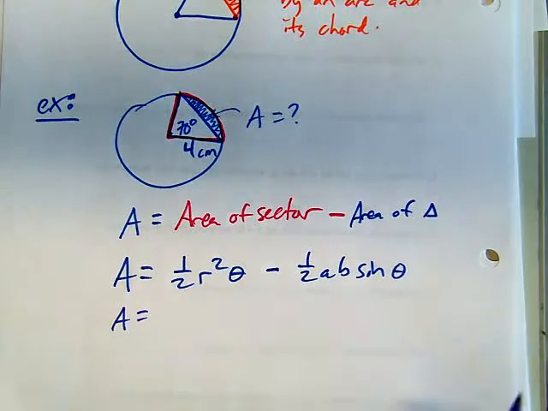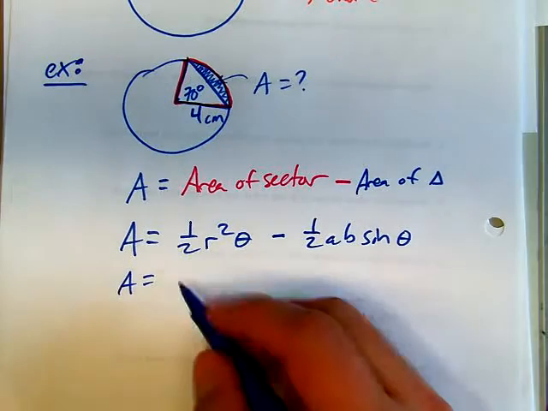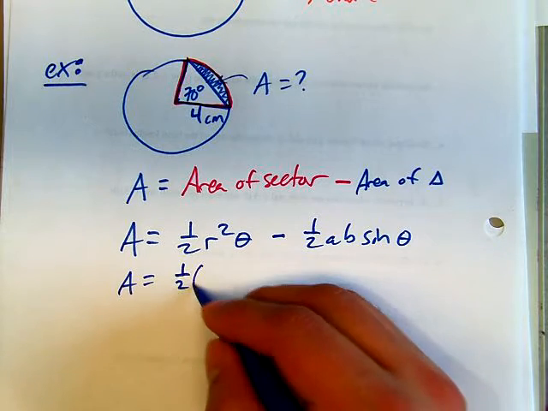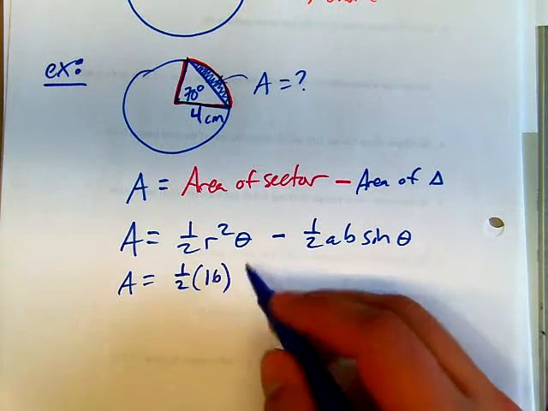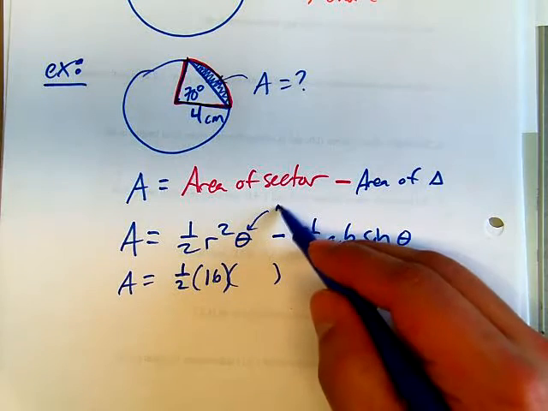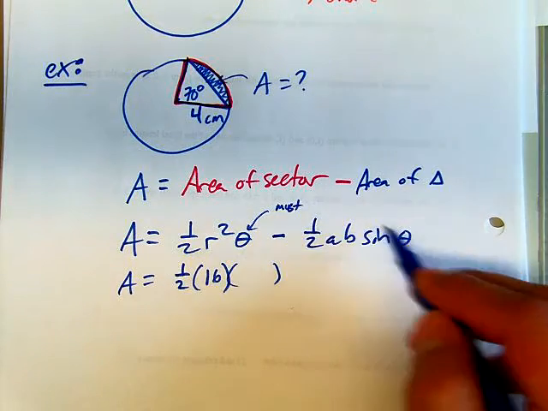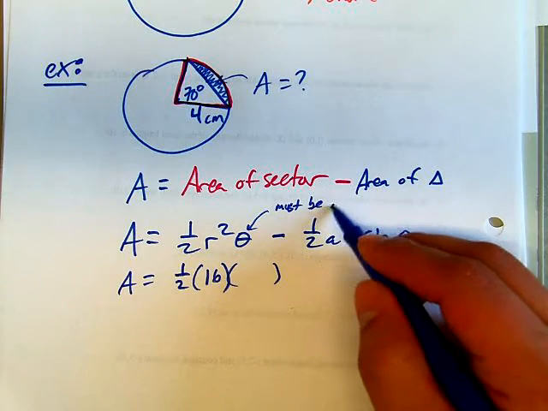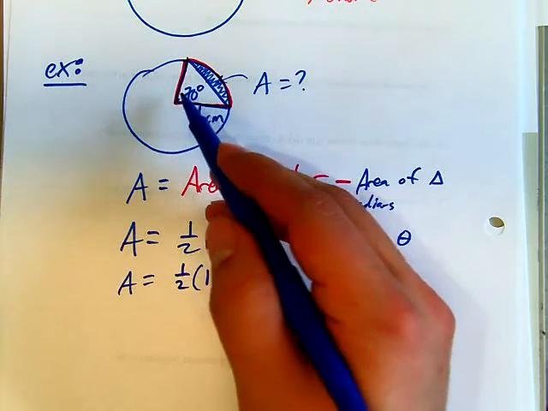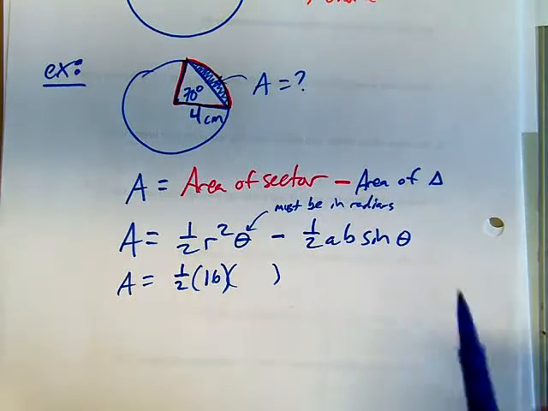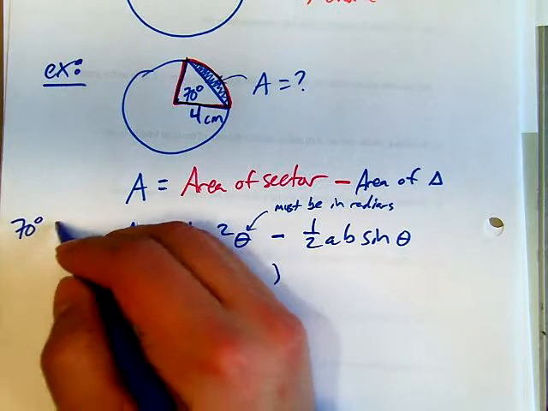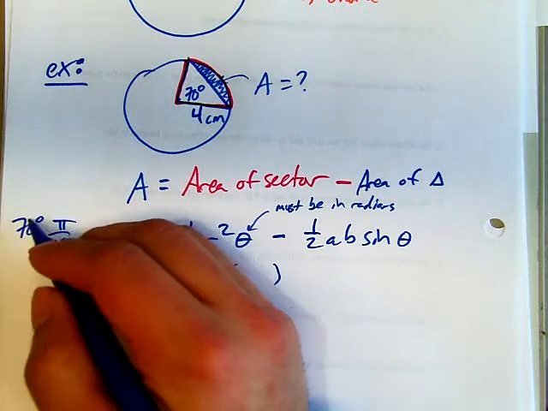And now what we can do is plug in the information. So we have 1/2 r squared. That'll be 16. And now one thing is that this angle must be in radians. So I know that we're in degrees here in this triangle. So we got to convert 70 degrees into radians. So if I do that, multiply by pi over 180.